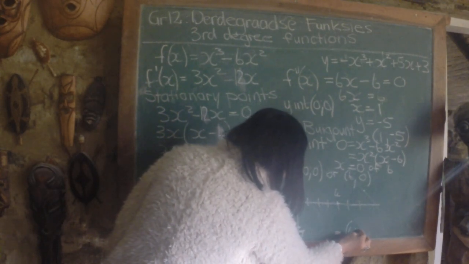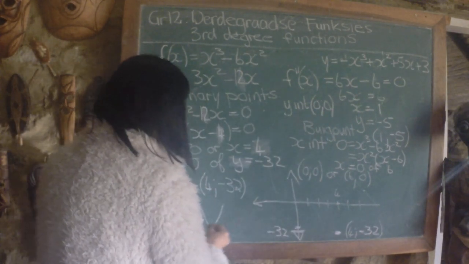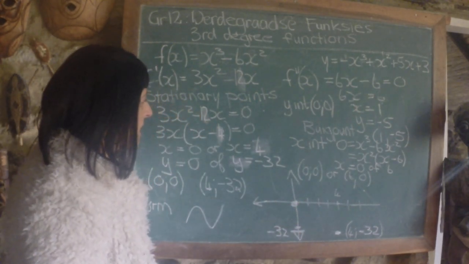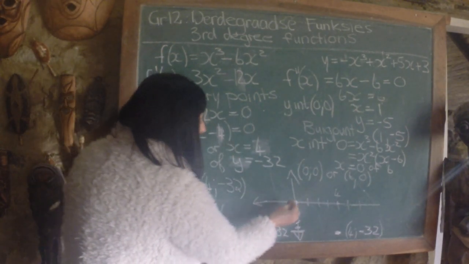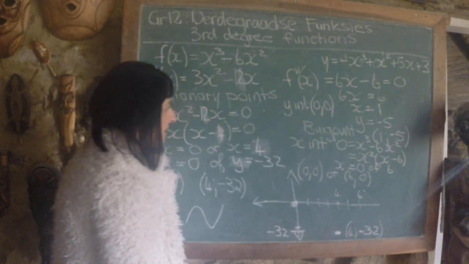4, minus 32, there's my one turning point, and the other one is at 0, 0. There's my other turning point. Then my x-intercepts are also 0, 0 and at 6, 0.